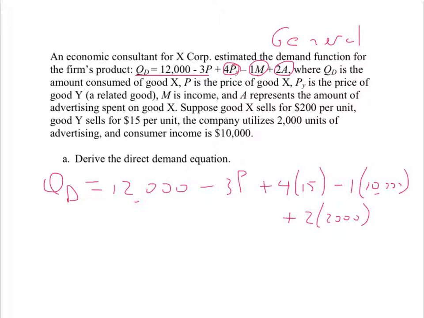And so we take our calculator out. Of course, 4 times 15 is 60, 1 times 10,000 is 10,000, 2 times 2,000 is 4,000. And we let the calculator do the rest of the work for us. And what we end up with is 6,060 minus 3p, which is the typical form of a direct demand equation. Quantity demanded on the left, price on the right. Of course, we could do a little algebra and solve for the inverse demand if we wanted to.